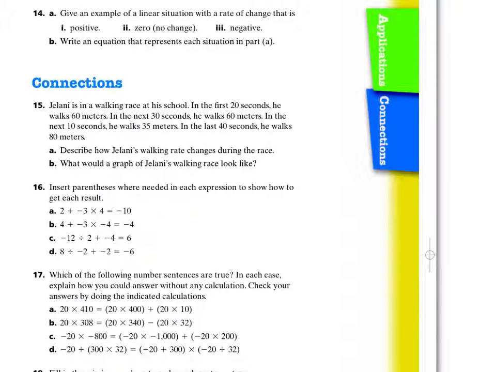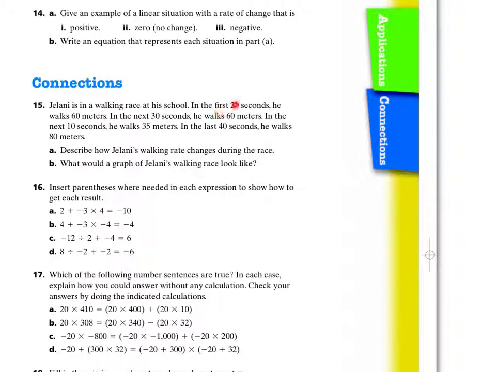Okay, number 15. Jelani is in a walking race at his school. In the first 20 seconds, he walks 60 meters. In the next 30 seconds, he walks 60 meters. In the next 10 seconds, he walks 35 meters. And in the last 40 seconds, he walks 80 meters. All right, so A says to describe how Jelani's walking rate changes during the race.